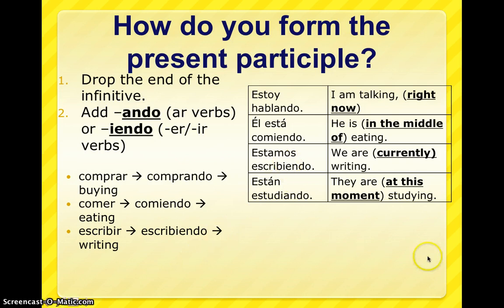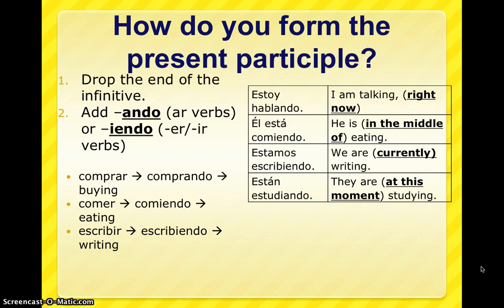So here we can see some examples of the present progressive tense. Remember, there are two parts to it. We have our form of estar that tells us who's doing the action, and then we have our present participle. So the first one, estoy hablando, I am talking right now. Él está comiendo, he is in the middle of eating. Estamos escribiendo, we are currently writing. Or están estudiando, they are at this moment studying.